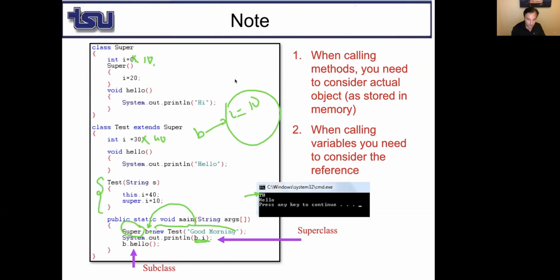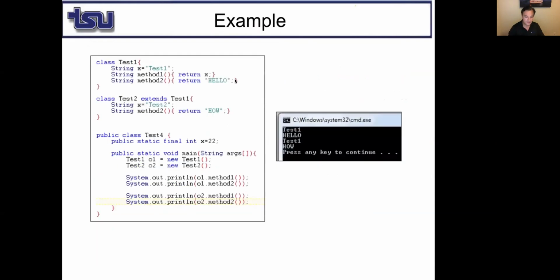But when you make a call to hello, well, which hello? Is it the hello of Test, or hello of Super? It's going to be hello of Test, which is here. It's going to print hello right there. Okay, so what does it say? When calling methods, you need to consider actual objects. When calling variables, you need to consider reference. That's what it's trying to say.